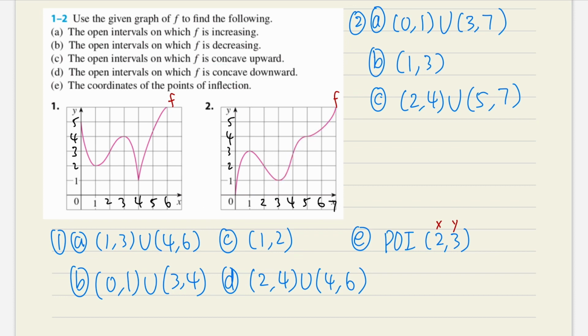All right, how about concave down? Concave down is like this, and then we have another one like that. So 0 to 2, and then another piece is 4 to 5. Cool. Lastly, we want the points of inflection.